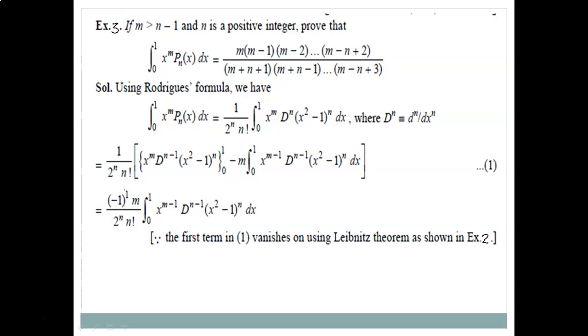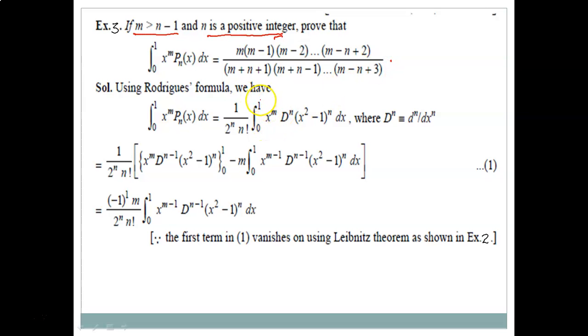Now the third exercise. In the third exercise, we have to show that if m is greater than n minus 1 and n is a positive integer, then prove that the integral from 0 to 1 of x raised to power m pn x dx is equal to m into m minus 1 into m minus 2 up to m minus n plus 2, divided by m plus n plus 1 into m plus n minus 1, and so on up to m minus n plus 3. We have this term.